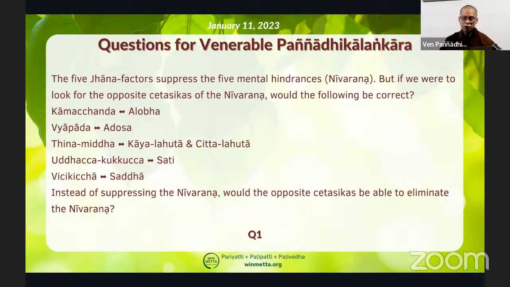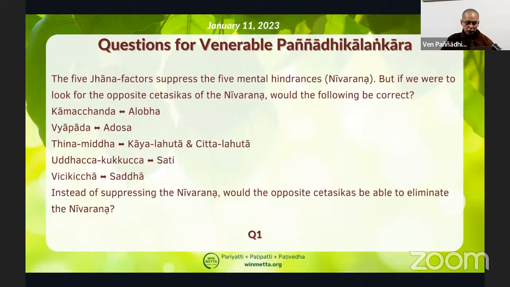It can reduce the frequency. And only when these are eliminated by the power of magga, so the positive mental factors arise with the magga consciousness. At that time, they are eliminated. The nivarana can be eliminated.